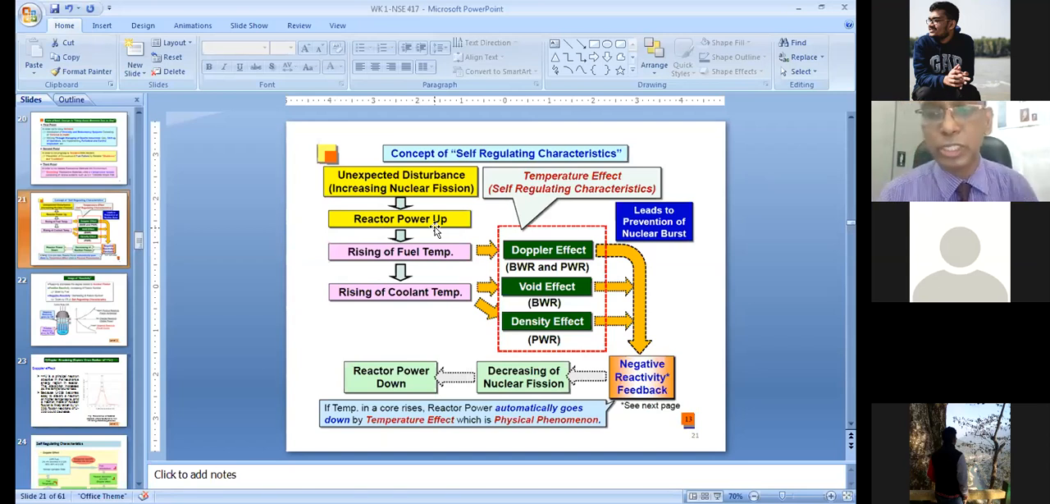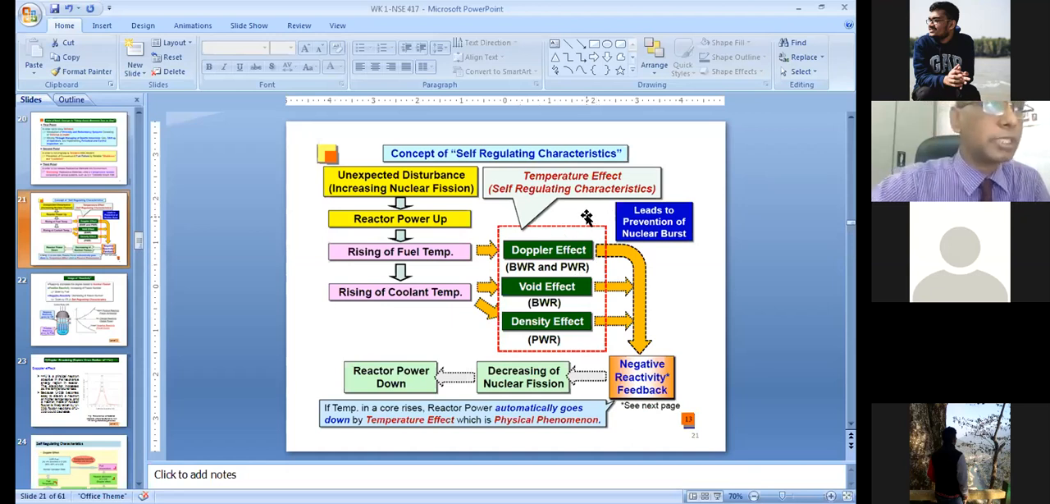The chain reaction will decrease because neutrons will not be able to keep the reaction continuing. So there will be a reduction of the chain reaction. That is called negative reactivity. Negative reactivity will happen due to the void effect and the density effect. And these are called the Doppler effect.